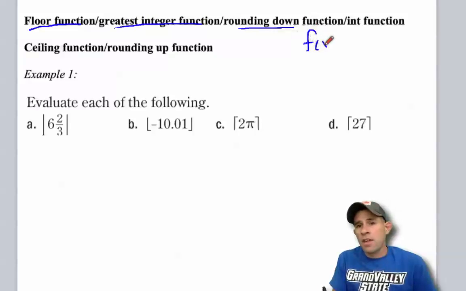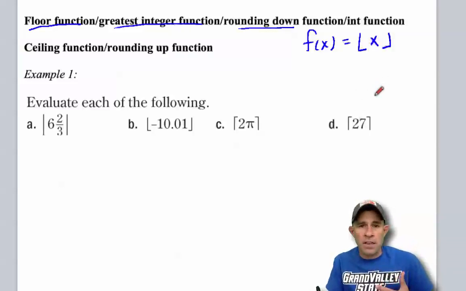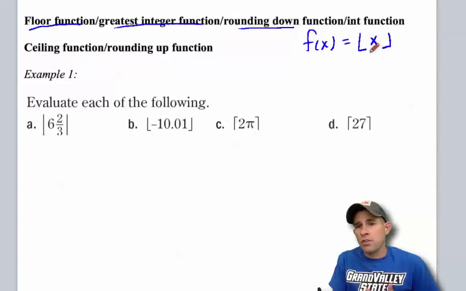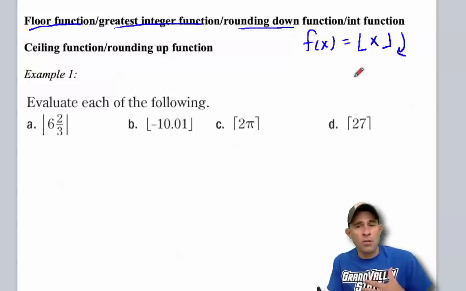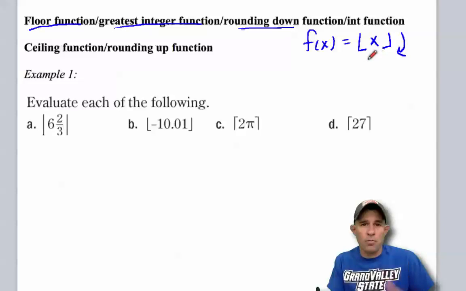And this is the function f of x is equal to x with these little brackets around it that have feet. Okay, so you can tell this is the floor function because it looks like there's a floor going under the x, and this is always going to be rounding down the value that appears inside those brackets.